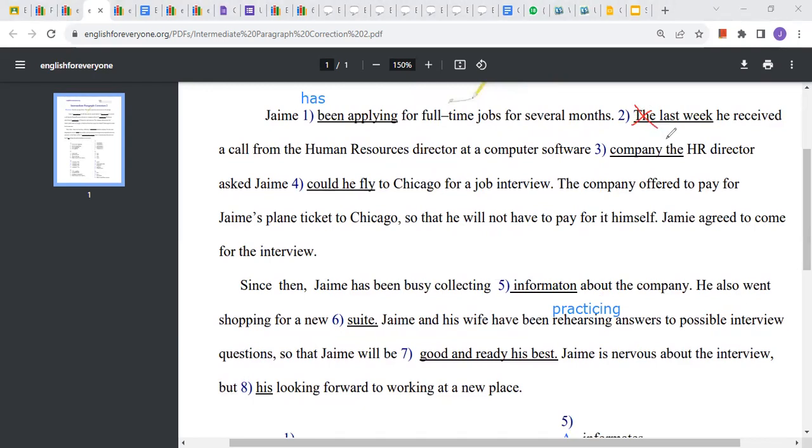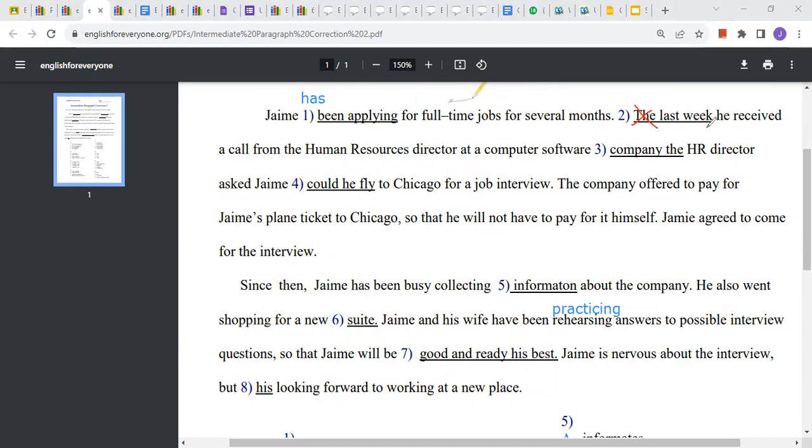We don't need an article here. It's more like a timeline, specific to this last weekend. Just like when I say "yesterday," I don't say "the yesterday." Or "tomorrow," I don't say "the tomorrow."